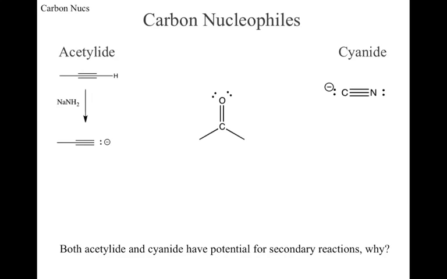If we look at our acetylide and cyanide, these are both kind of cool reactions, as we already alluded to, because they have the potential for secondary chemistry. If we went through and reacted our carbonyl with our acetylide, make that bond a little bit shorter, we could end up with an alcohol and our triple bond.